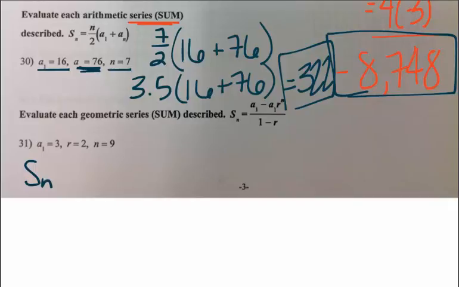I'm looking at a geometric series this time, so a geometric sum. The first term is 3. It looks like I was multiplying by 2 every time, and I did it for 9 terms. That's how many terms I want.